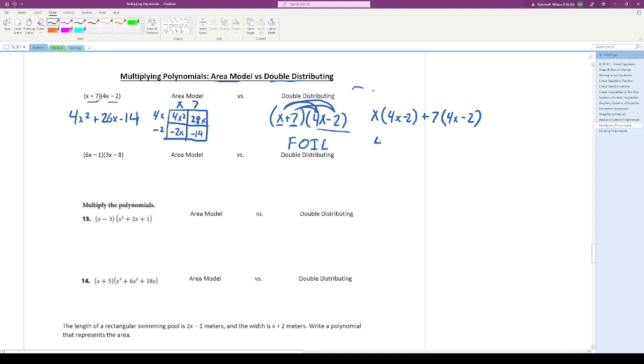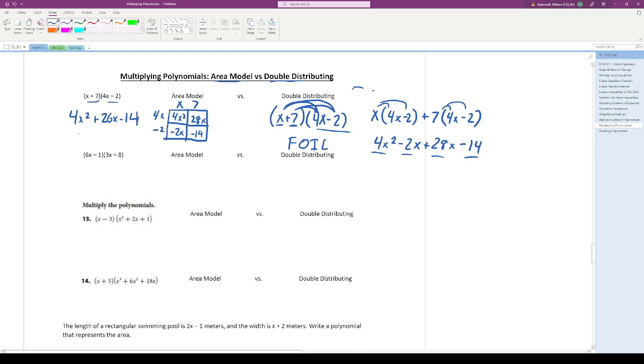So x times 4x gives us 4x squared, and x times minus 2 gives us minus 2x. Notice that those are the top left and bottom left boxes in our area model. So the area model is using this same idea of distributing the x to that whole binomial. It just puts it into boxes. Then we're going to distribute the 7 and get plus 28x minus 14. And we end up with the exact same 4 terms that we got from the area model. They're just written out in expression form instead of in these little boxes.